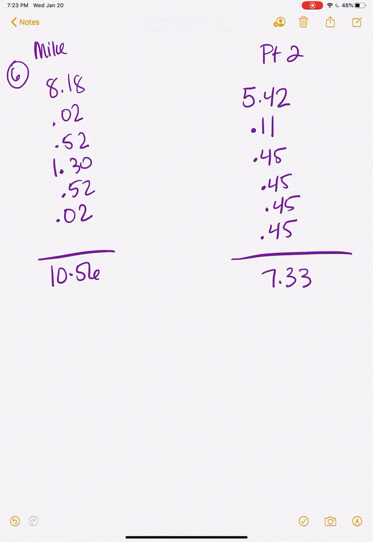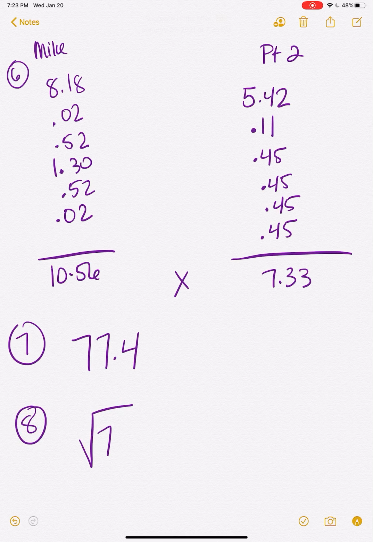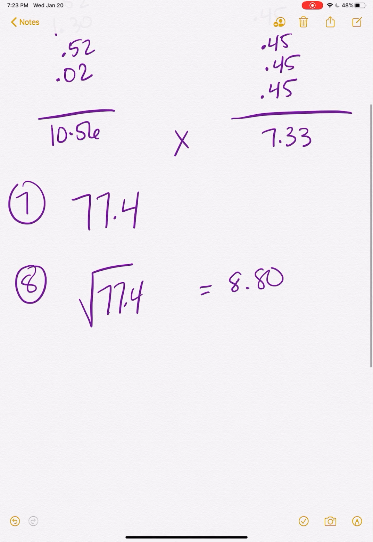Okay? So now what we're going to do in step 7, we are going to multiply those numbers. 10.56 times 7.33. And what I got was 77.4. Okay? Step 8, I'm going to take the square root of 77.4, and I get 8.80, okay?